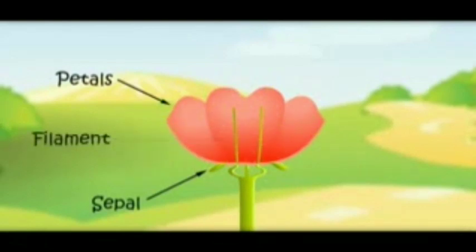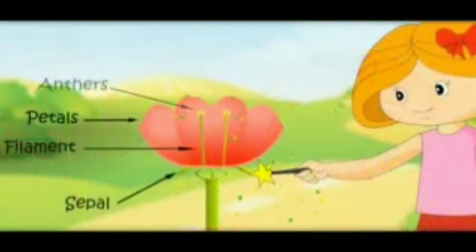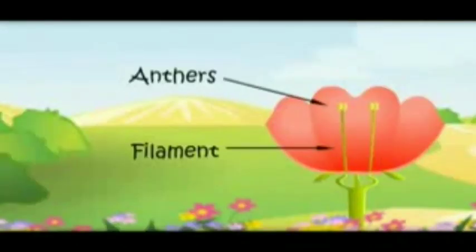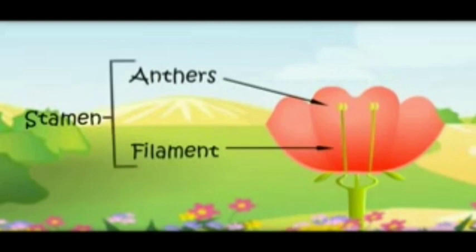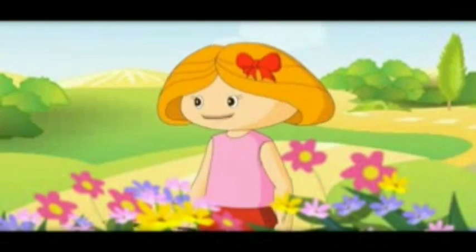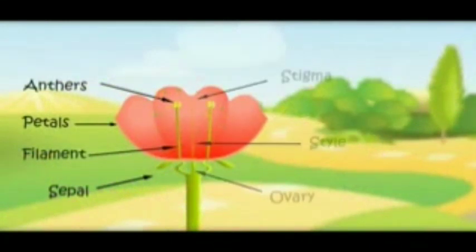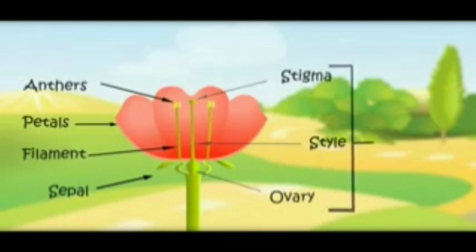Here come the filaments. Bring a few anthers too. These filaments and anthers are the male parts of the flower. Jointly, these are called stamen. Male parts: stamen, anther and filaments. Now come the female parts. Female parts are stigma, style and ovary. Oh, I know. All these female parts are called carpel.